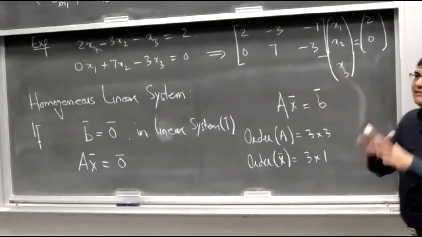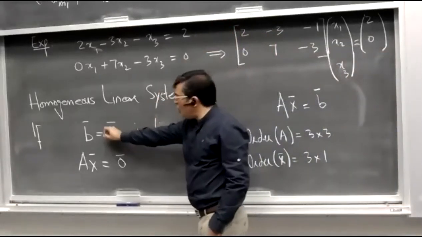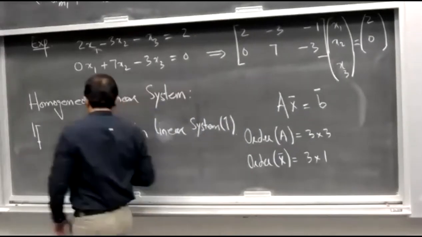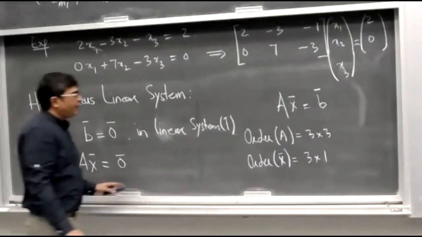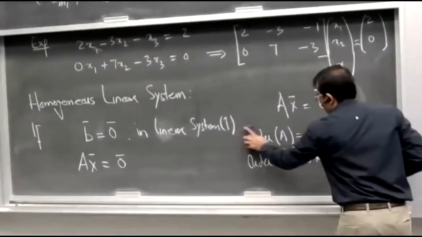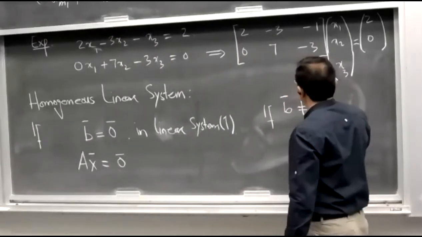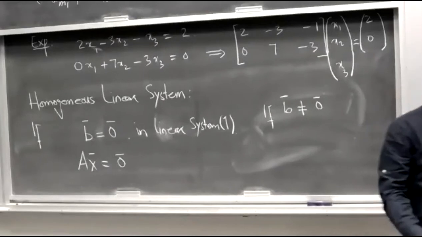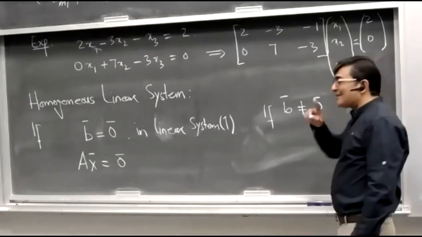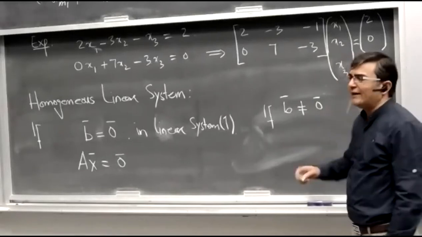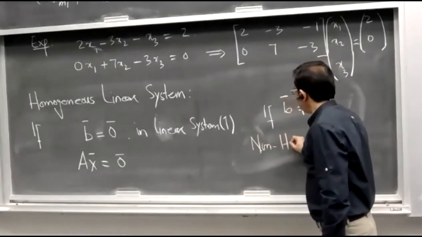This is basically the formal definition of a linear system. The linear system in which B is not equal to zero is called a non-homogeneous linear system. If B is equal to zero vector, then this system is called a homogeneous linear system. Whereas if B vector is not equal to zero vector, if at least one entry of B vector is non-zero, then it is a non-zero vector. At least one entry of the right-hand side vector must not be zero. If B is not equal to zero vector, then we call it a non-homogeneous linear system.